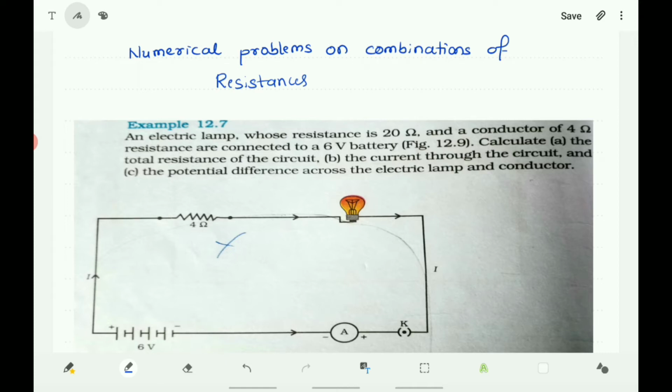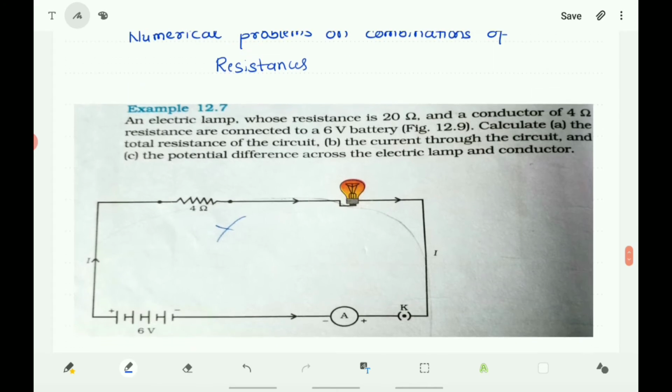An electric lamp whose resistance is 20 ohm and a conductor of 4 ohm resistance are connected to a 6 volt battery. In the figure it is given. Calculate the total resistance of the circuit and the current through the circuit and the potential difference across the electric lamp and conductor. Now let us solve one by one.